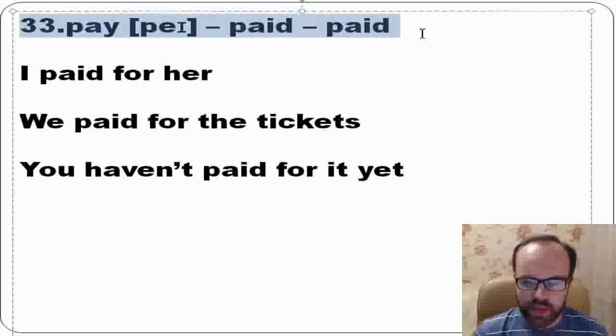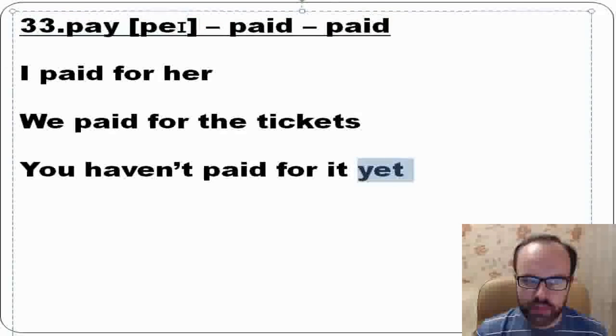Pay, paid, paid. I paid for her. We paid for the tickets. You haven't paid for it yet. So you remember that if we have yet, we use present perfect and we put it at the end of the sentence.